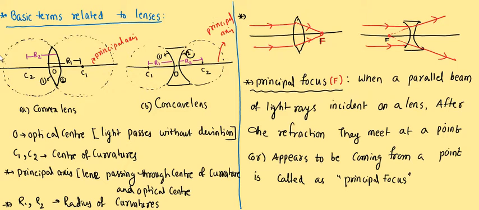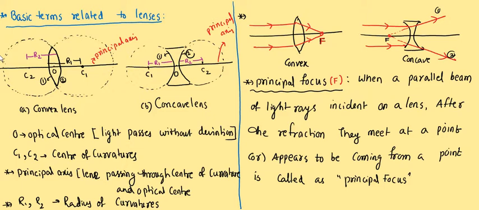Look here, this is the principal focus. Here, after the refraction for the convex lens, they are really meeting at a point. But in case of concave, they are diverging. After refraction, diverging, they appear to be coming from a point. If you extend the refracted light rays 1 and 2 backward, they will meet at a point, and the refracted light rays appear to be coming from a point F after the refraction. But in case of convex lens, after the refraction, the refracted light rays meet at a point. Then that point is called the principal focus.